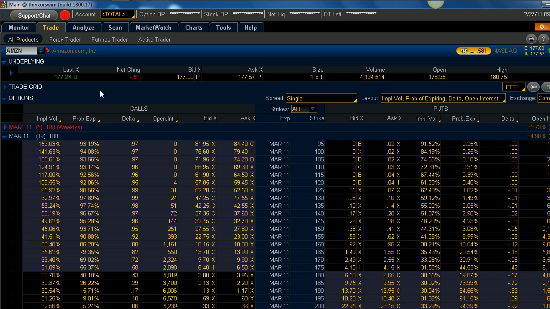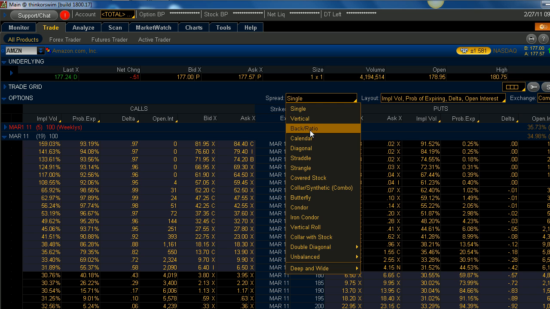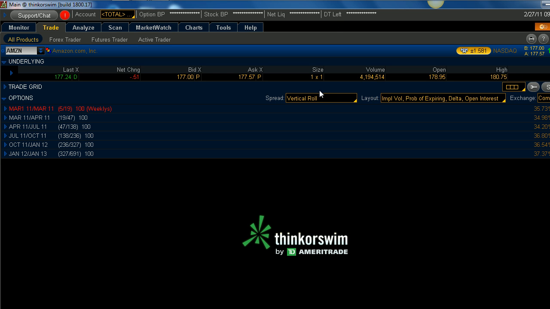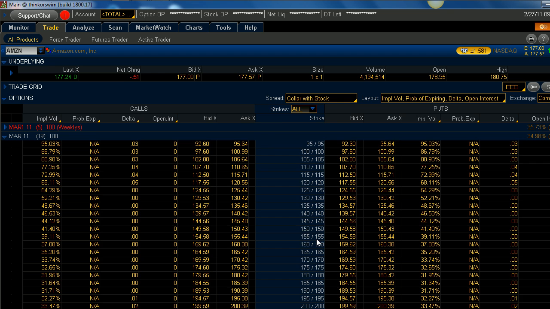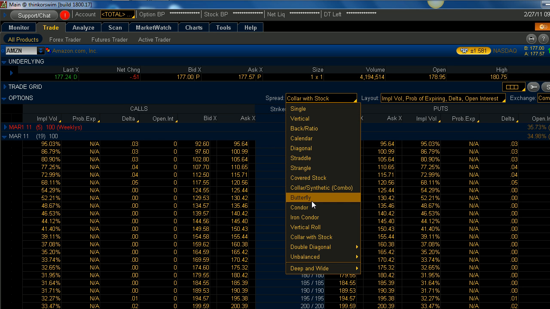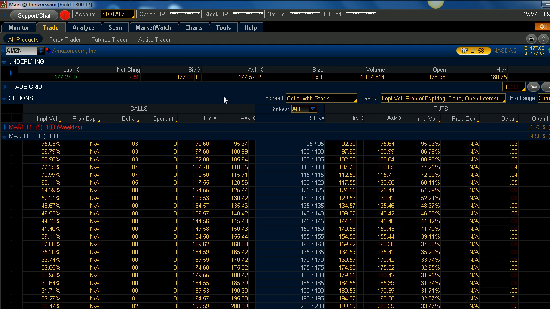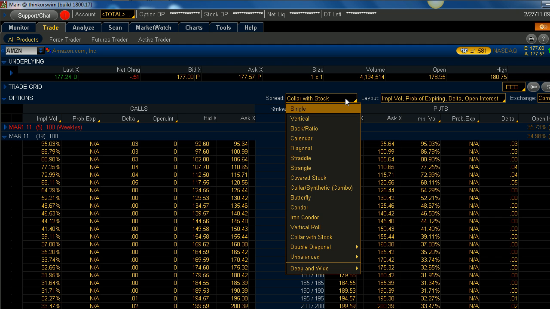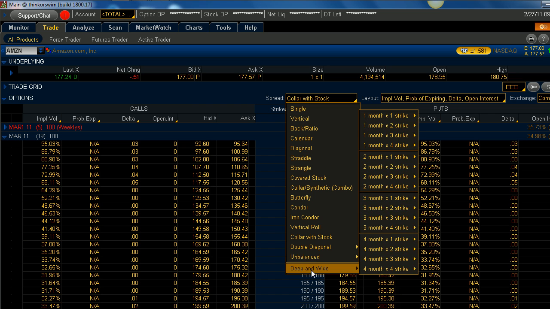But there are a lot of moving parts in options, and I know it's confusing. I've done them for 14 years. I've got lots of education behind me. I've done singles, verticals, ratio back spreads, calendars, diagonals, straddles, strangles, covered stock. I've done collars, butterflies, condors, iron condors. I have not done a vertical roll, but you can do any kind of stuff. A collar is stock with options, so you're actually collaring your stock.